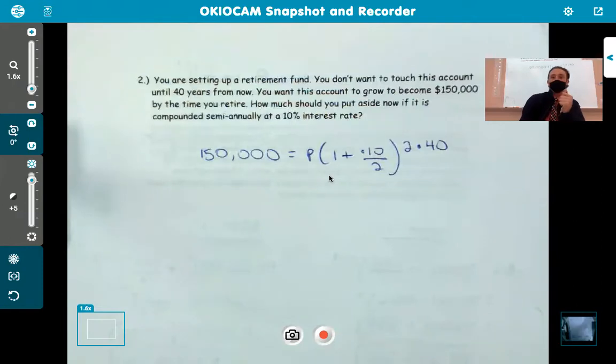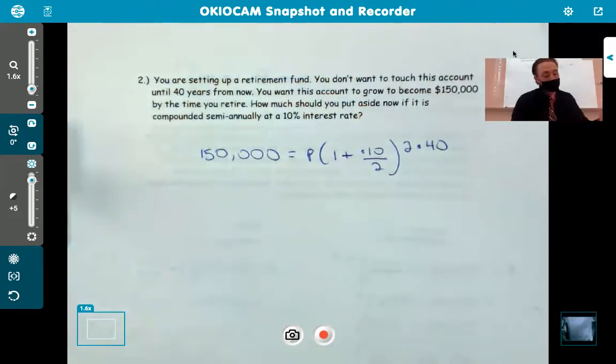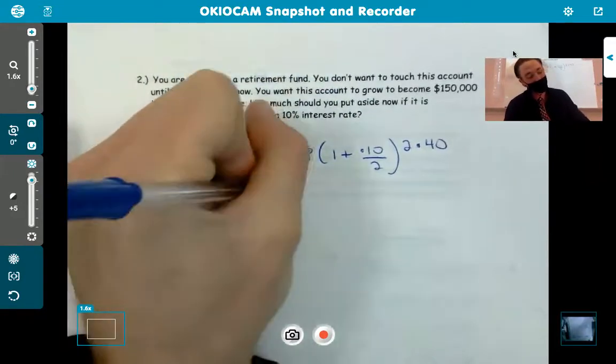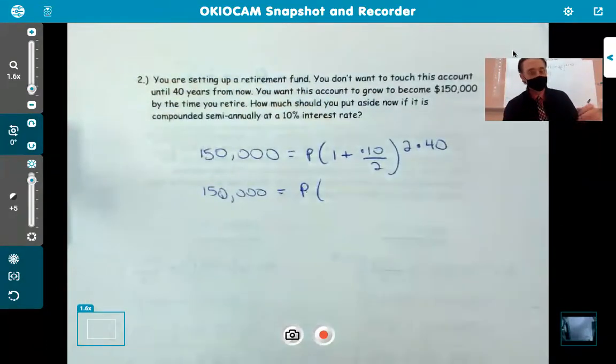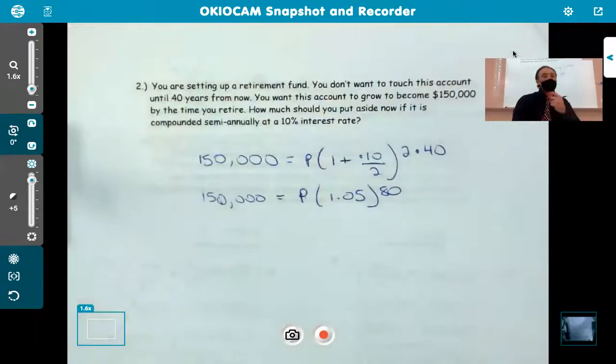All right, let's see how good we are. 0.10 divided by 2 is what? 5, good. So 0.05. And what's 1 plus 0.05? 1.05 raised to the 80th power from the 2 times 40. All right.